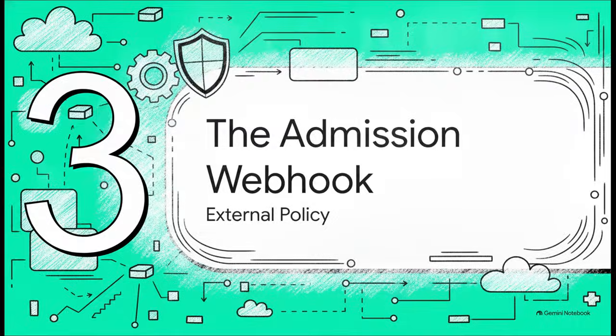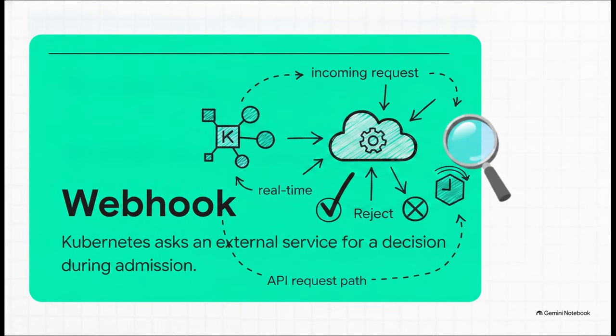Which brings us to Section 3, enter the admission webhook. To actually enforce all these complex rules, Kubernetes uses a webhook. Think of it as a way for the API server to just hit pause on a request, reach out to an external service, and ask for a real-time decision. The webhook looks at the incoming payload and says, allow, reject, or mutate. And unlike a standard controller that just kind of sits in the background watching the cluster, a webhook jumps directly into the live API request path.